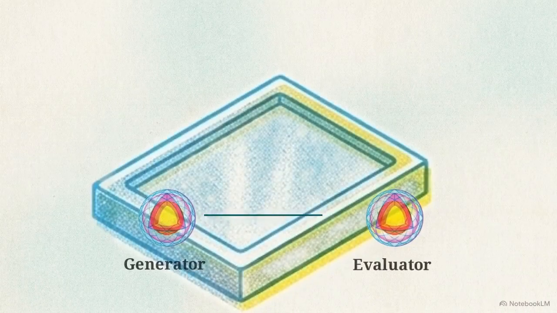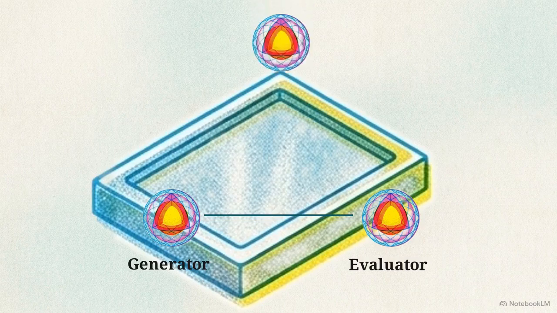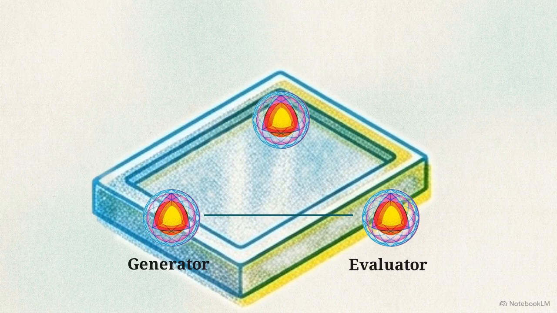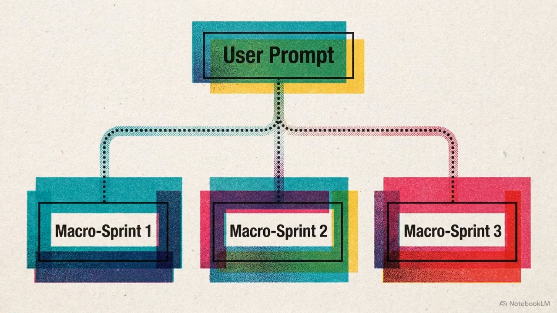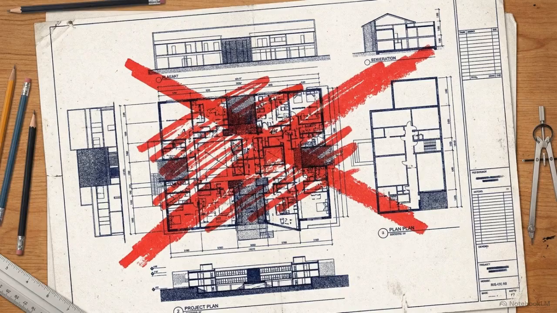This diagram shows the final architectural node. It drops in at the very top of the hierarchy, the planner, responsible for translation and scope. Its operational scope is strictly limited. The planner takes a vague, high-level user prompt and decomposes it into broad macro sprints. We enforce a strict complexity budget here. The planner is explicitly forbidden from defining granular technical specifications or low-level architecture.